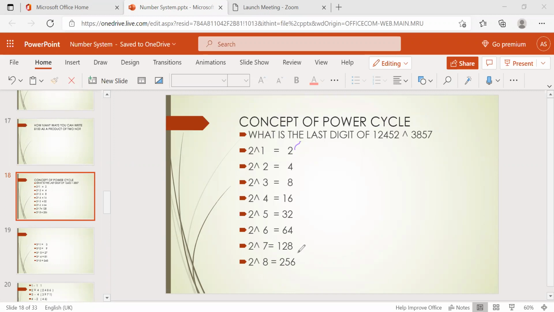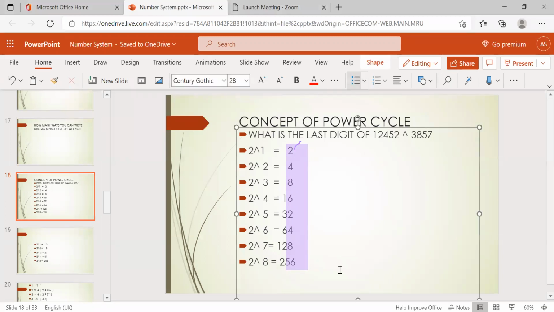Just observe these things. You can find that the last digits of the numbers are repeating: 2, 4, 8, 6 and 2, 4, 8, 6. So that means after every four numbers, the power cycle repeats, right? So now just look at this: what is the last digit of 12452 power 3857? Actually, see here, what is the power cycle?